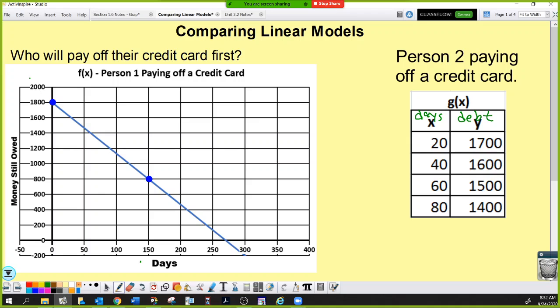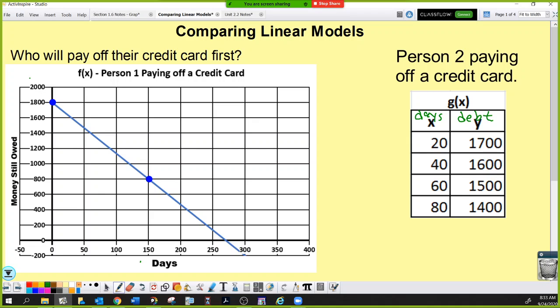In order to figure out who's going to pay this thing off first, what we need to do is write an equation for both of them, figure out how long it takes each one of them to pay it off, and whoever has the smaller number of days for payoff, that is the person who pays it off first.